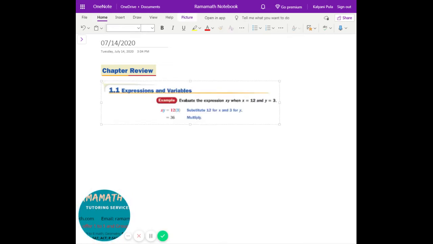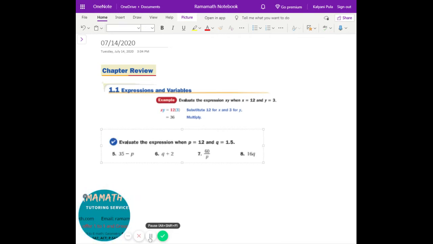All right, if you look at the review, the first exercise is expressions and variables. In this one, evaluate means you plug in whatever numbers are given to you. You plug it in, then you solve it. Okay. And then let's do some practice questions so you can get a pretty good idea on this.